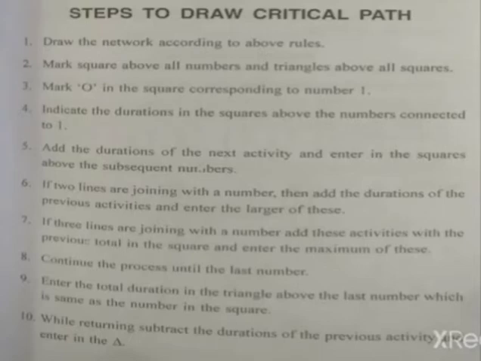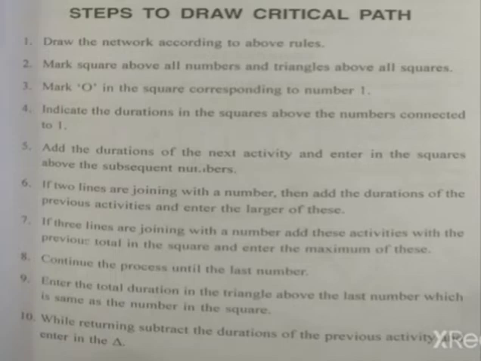So now we have to start how to draw the critical path method. We have the steps. The first step is you have to draw the network according to the above rules. Above rules means last class we have seen how to draw the network. The procedure is called the rules. So that is your network process.